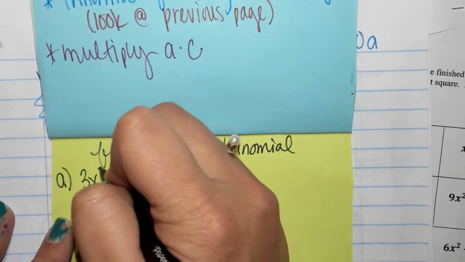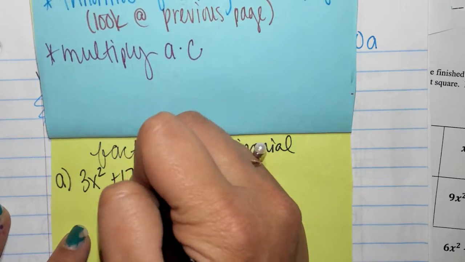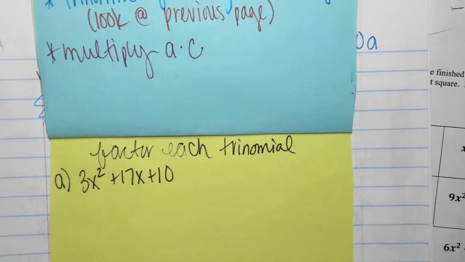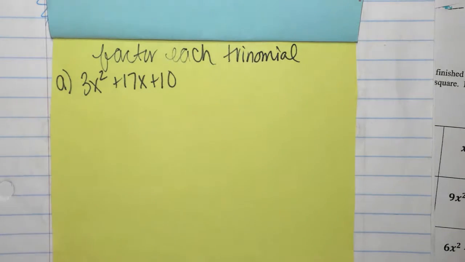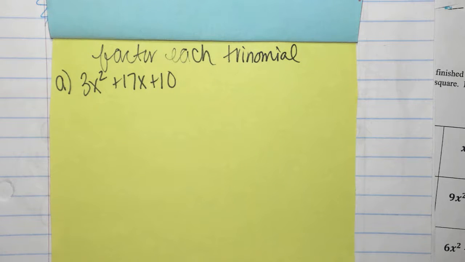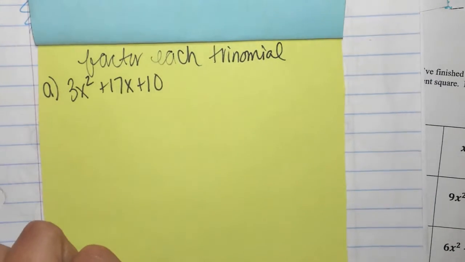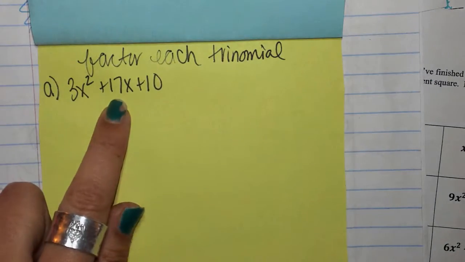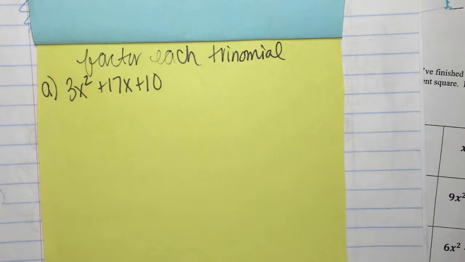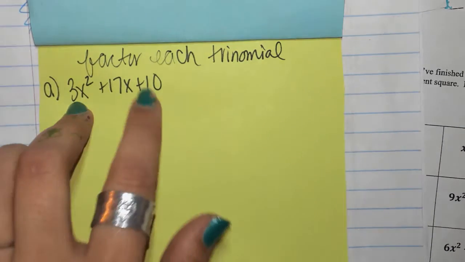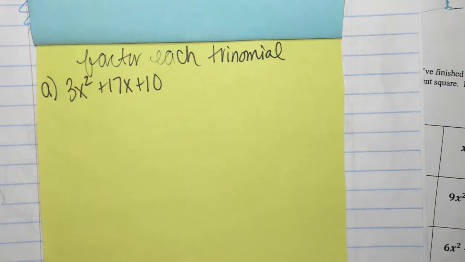Alright, so our first one that we're going to do is 3x squared plus 17x plus 10. Okay, this is the first one that we are going to do together. Now, does it have a GCF? Is there a number other than 1 that divides into all 3 of those? No. First of all, 3 and 17 are both prime numbers, so there's no number other than 1 that divides into those. And 3 doesn't go into 10. So then we move on to the star method.